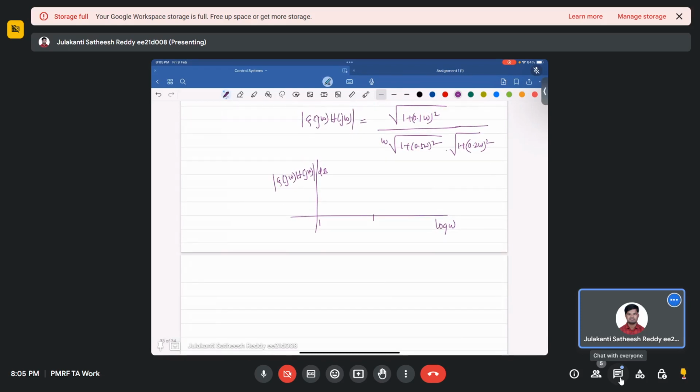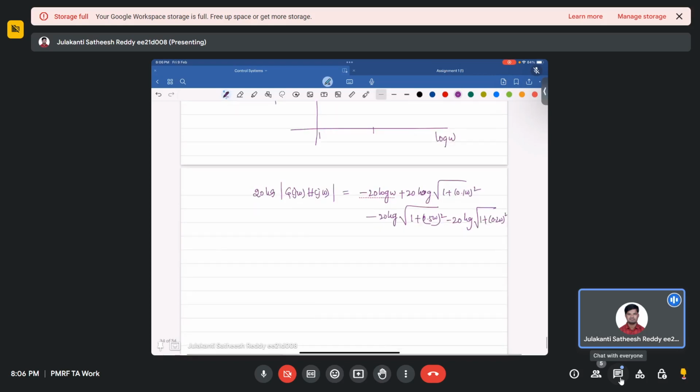So if you take 20 log of the magnitude of G(j omega) H(j omega), this will become minus 20 log omega plus 20 log root of 1 plus 0.1 omega square, minus 20 log root of 1 plus 0.5 omega square, minus 20 log root of 1 plus 0.2 omega square. Multiplication and division become sum and subtraction, right?